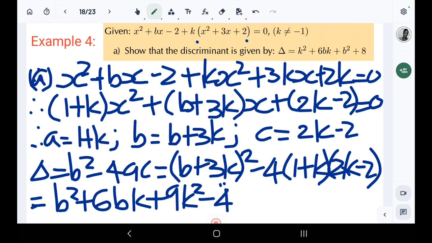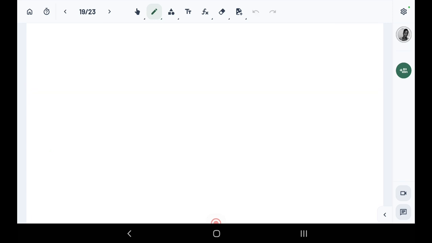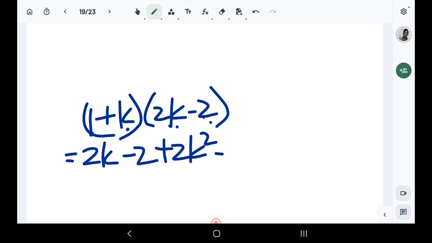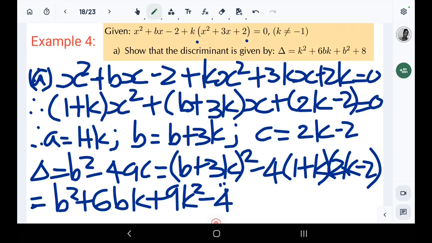Now 1 plus k times 2k minus 2. 1 times 2k is 2k, 1 times negative 2 is negative 2, k times 2k is 2k squared, k times negative 2 is negative 2k. Now let's add like terms: 2k minus 2k cancel out and you get 2k squared minus 2. That's your answer. So that's 2k squared minus 2.